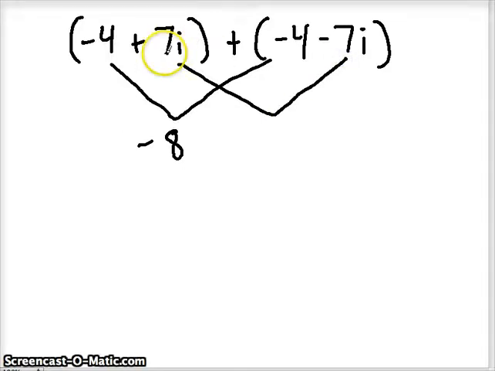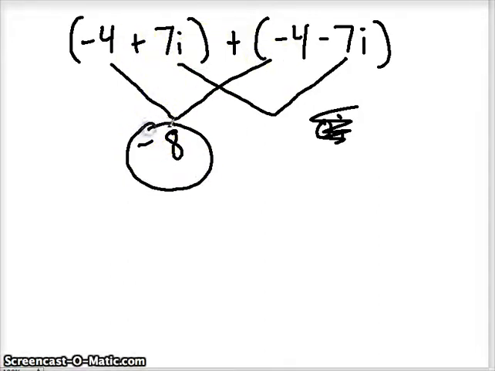And our imaginary numbers, we have a positive 7i, we have a negative 7i. Well, imaginary numbers can also cancel if they're opposites. So a positive 7i minus 7i gives us 0, and 0 times anything, even if it's 0i, becomes 0, so it's gone. And so adding these two complex numbers gave us a real number, and it's just -8. So that can happen sometimes. Alright, so that's adding complex numbers.